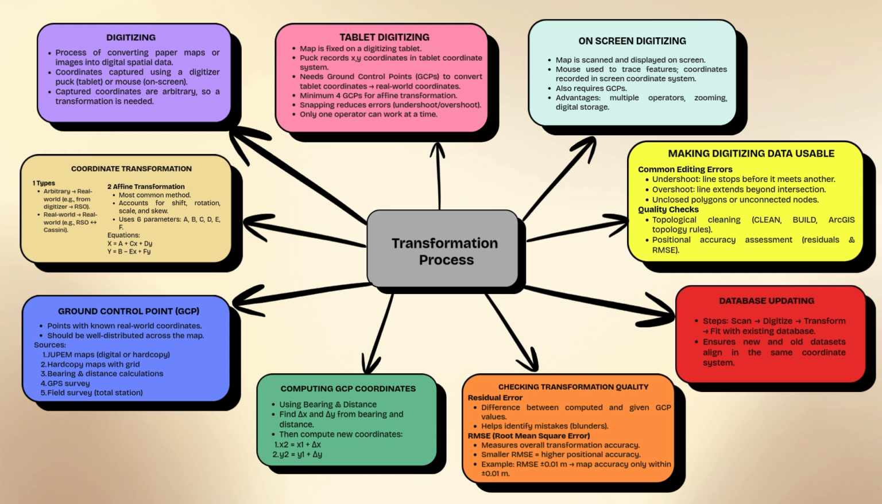Affine transformation adjusts shift, scale, rotation, and skew using 6 parameters. GCPs are known real-world points from Jupyter Maps, grids, GPS, or surveys. Coordinates can be computed using bearing and distance to find new coordinates.